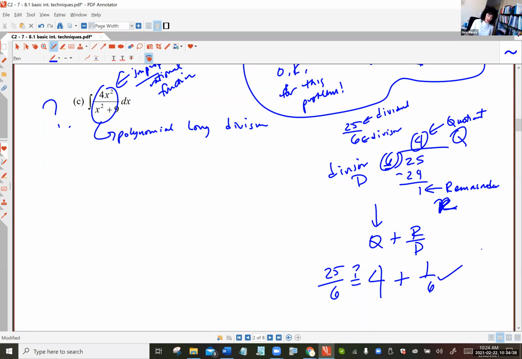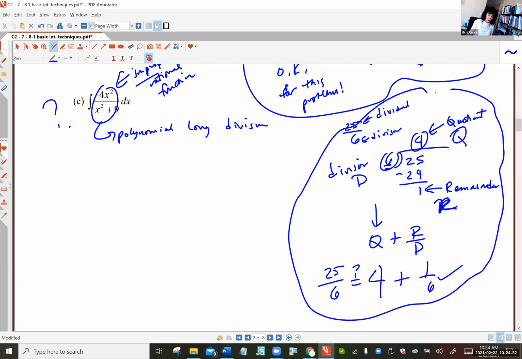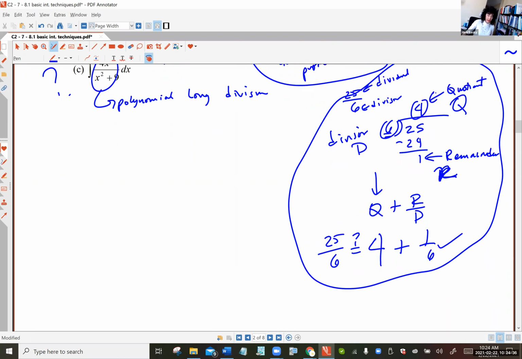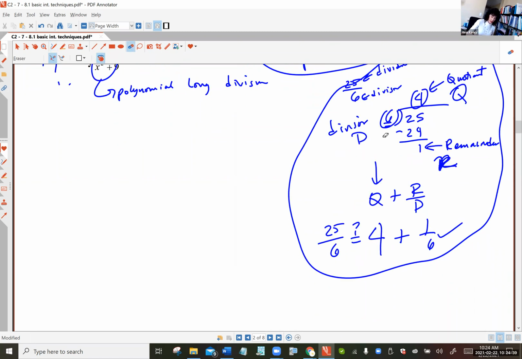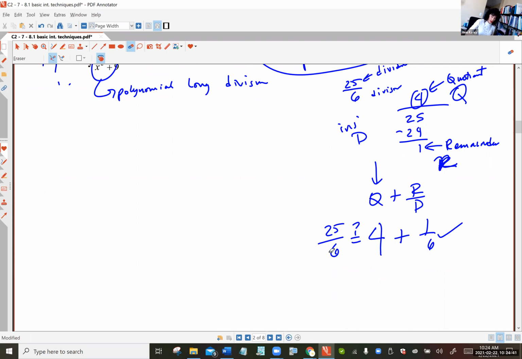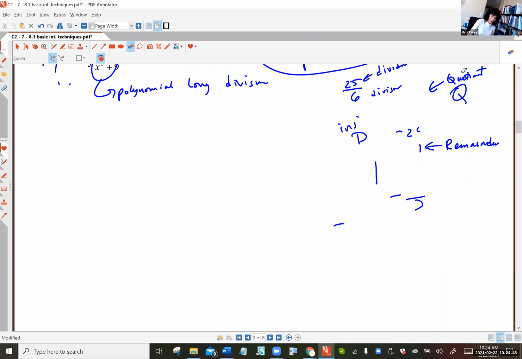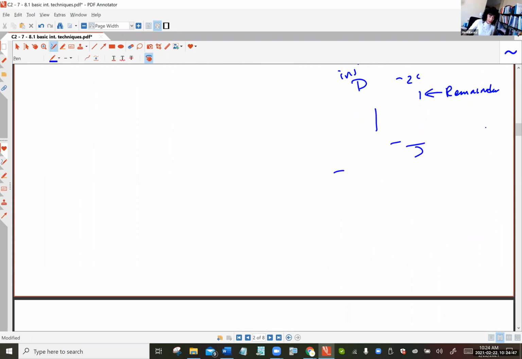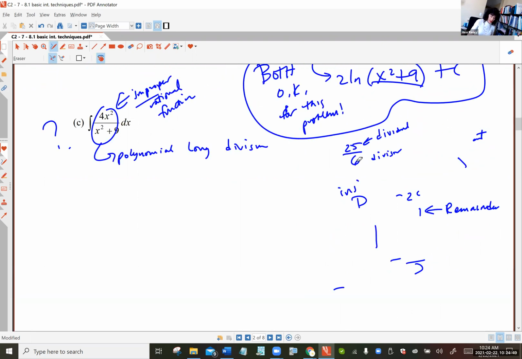It's good. So the reason why I wanted to do this is to make sure that you have your polynomial long division idea correct. And you may laugh, but I've seen students who set up their problems backwards, and it's not pretty.